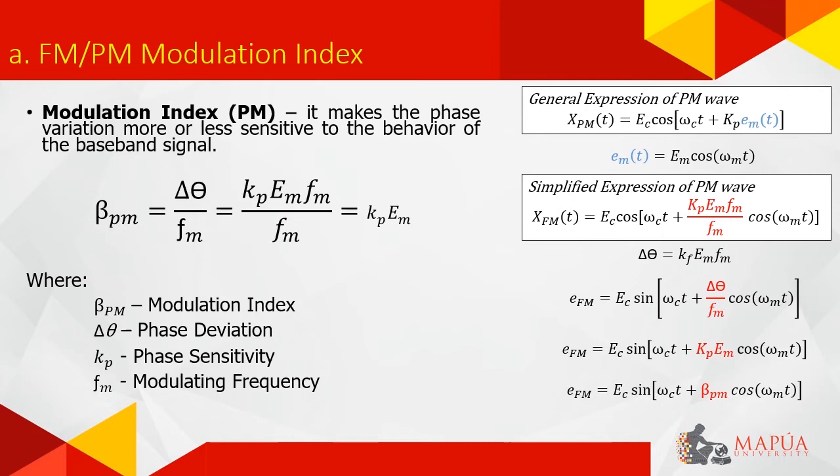The modulation index of phase modulation is derived by simplifying the general expression of the PM wave, which is given by x sub PM of t is equal to E sub c cosine of omega ct plus k sub p multiplied by the modulating signal. By simplifying that equation, it will yield the simplified expression of the PM wave where the modulation index will be derived, which is again highlighted with the red font.